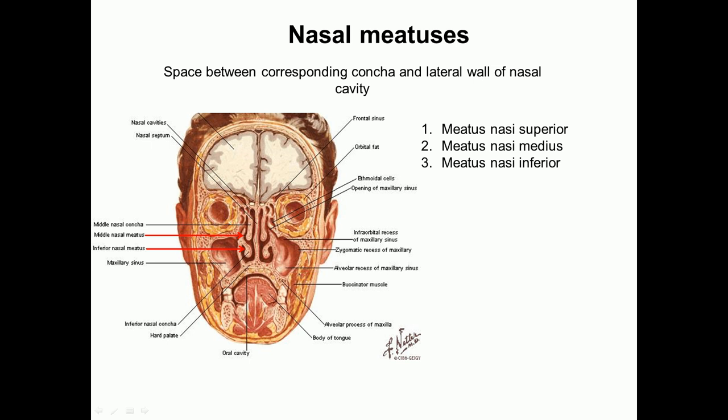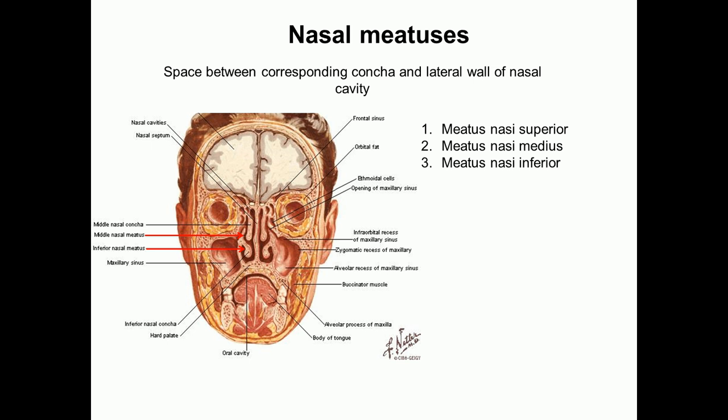So, if it is concha nasalis media, this small space between the concha and the lateral wall is meatus nasi medius, and this is concha nasalis inferior, and the small space between it and the lateral wall is meatus nasi inferior.